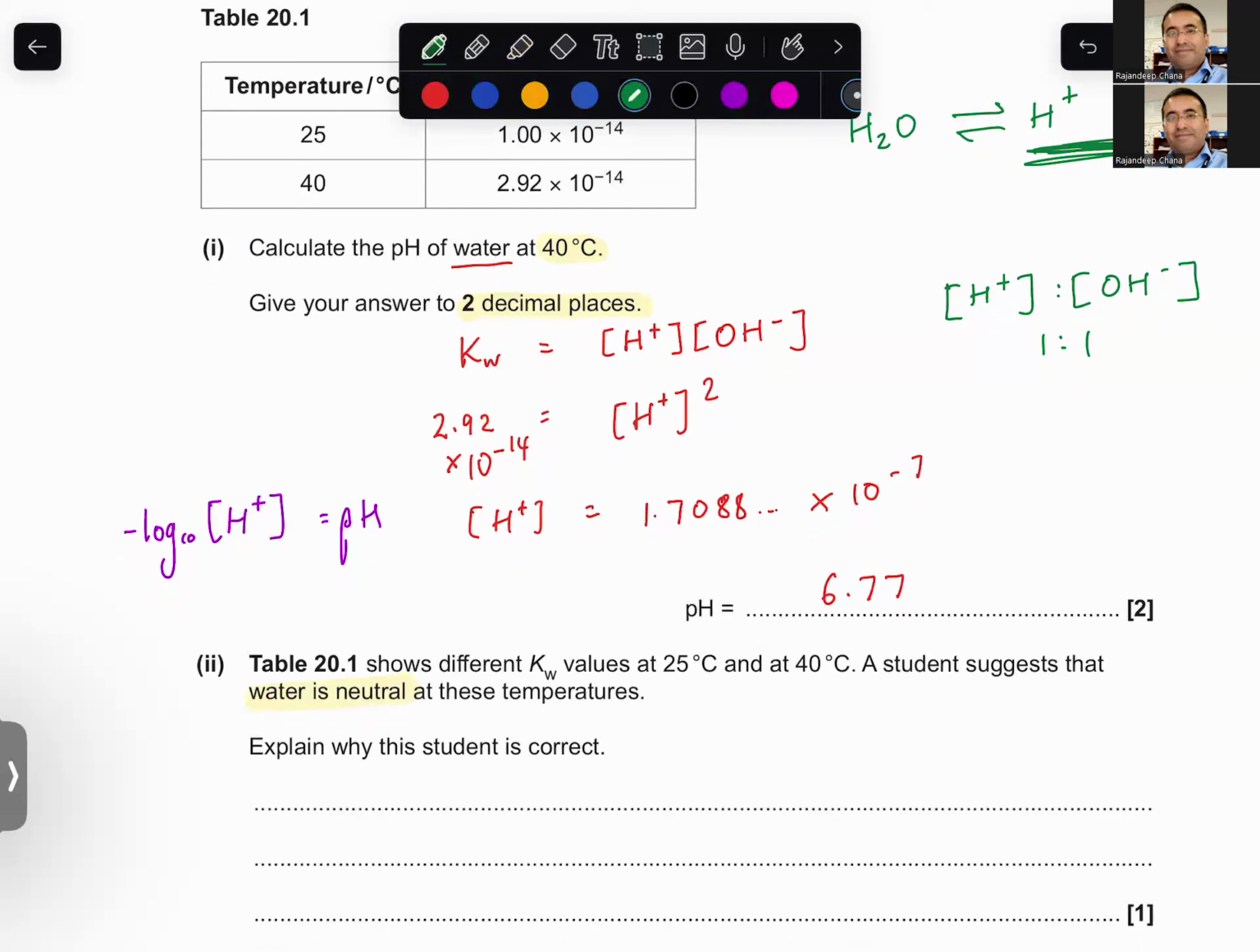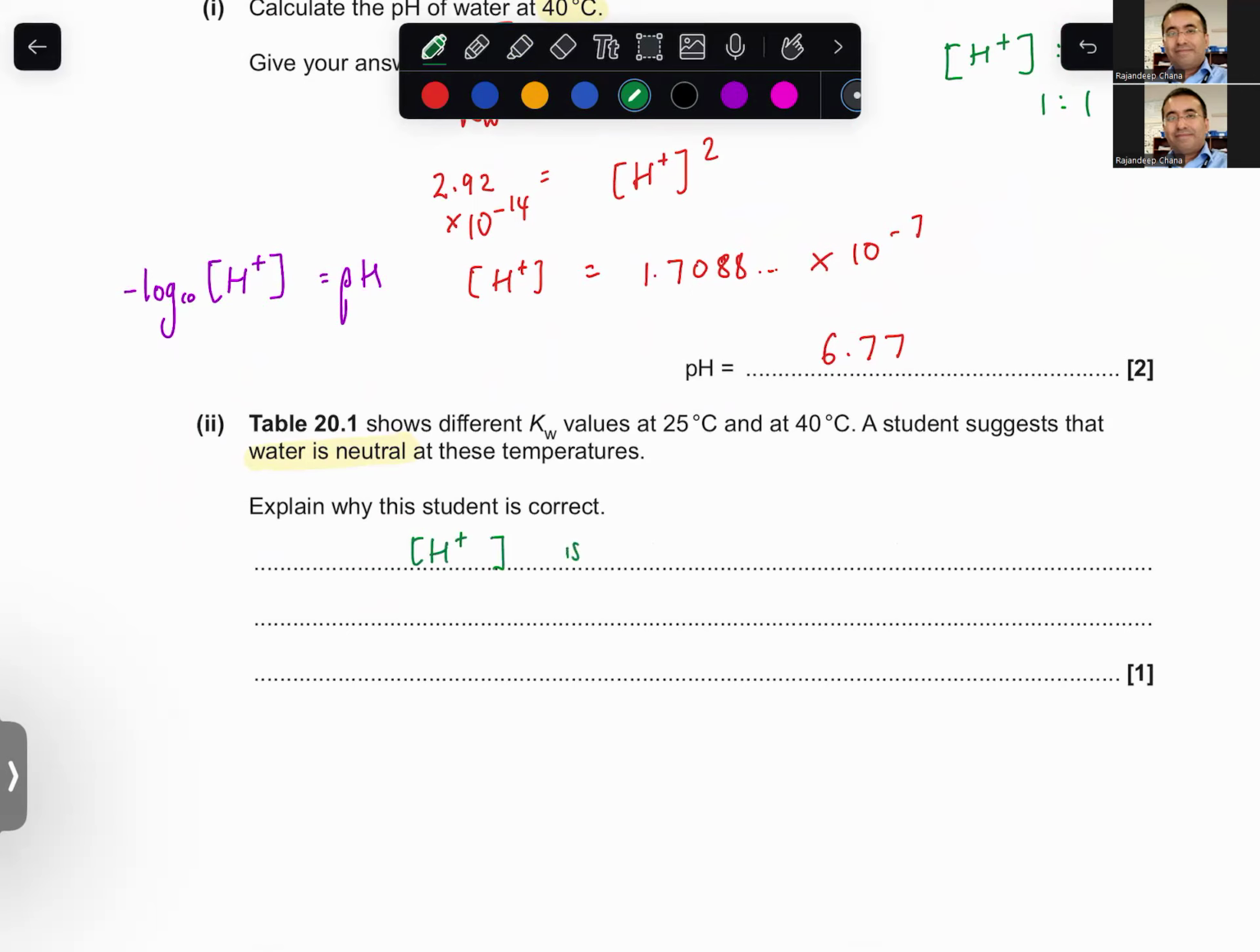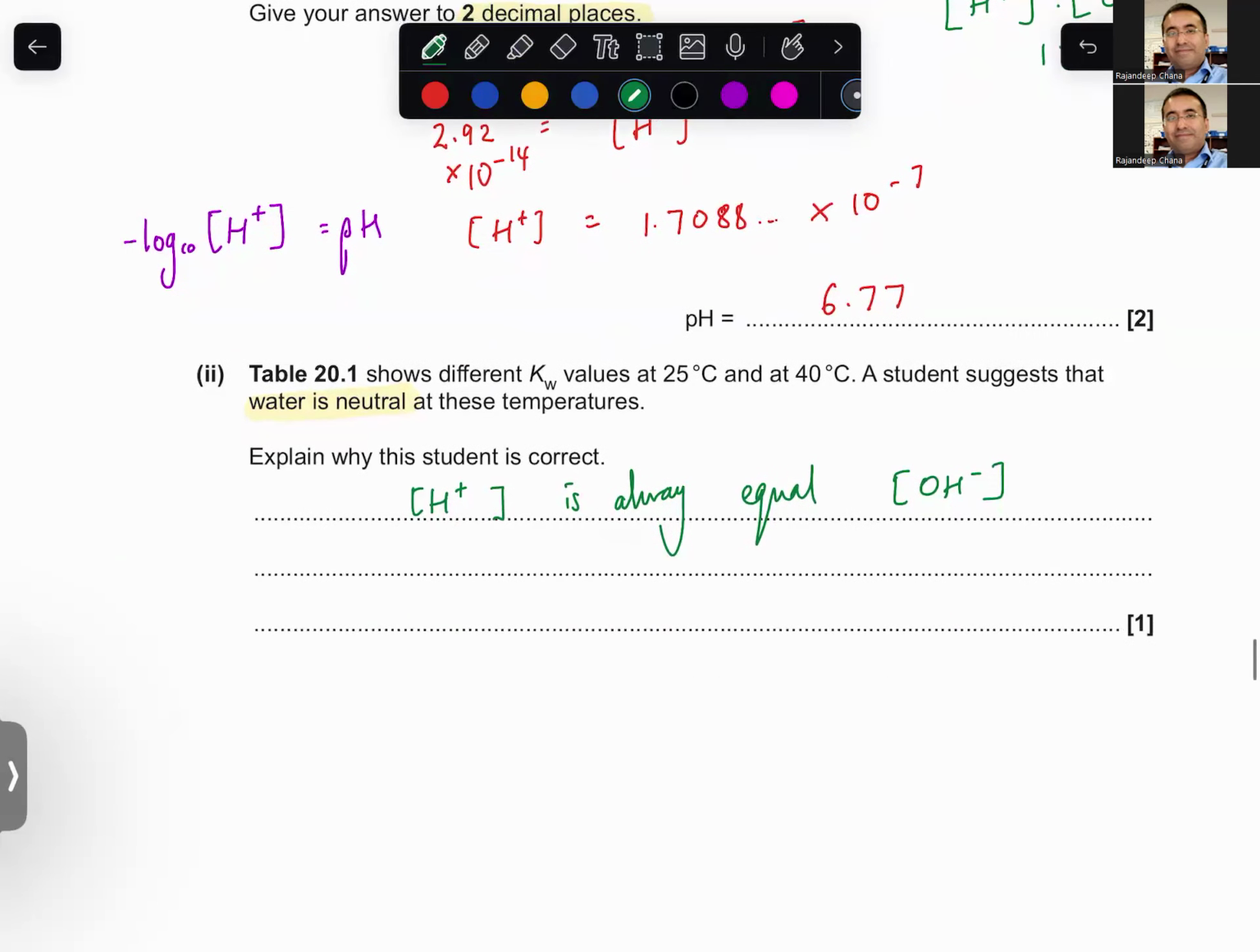Here it's about, you can think of it as charges, and you see that the concentration of H plus is always equal to the concentration of OH minus ions. That's why water is still neutral. You can refer to the moles of water, the moles of H plus ions and OH minus ions being the same also.